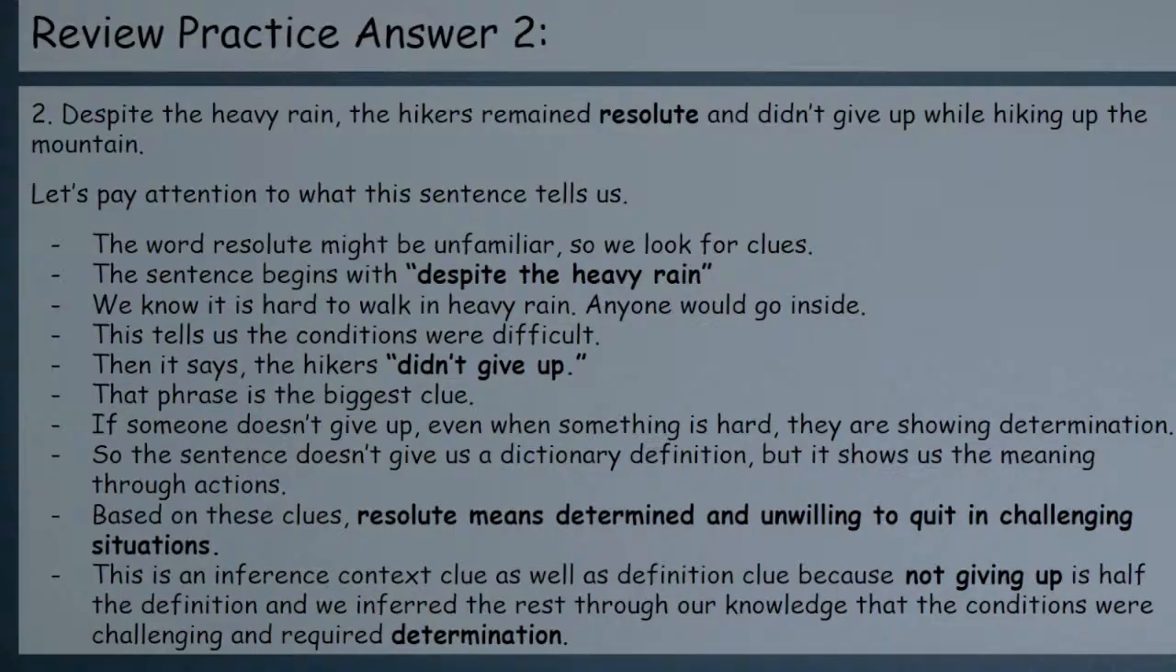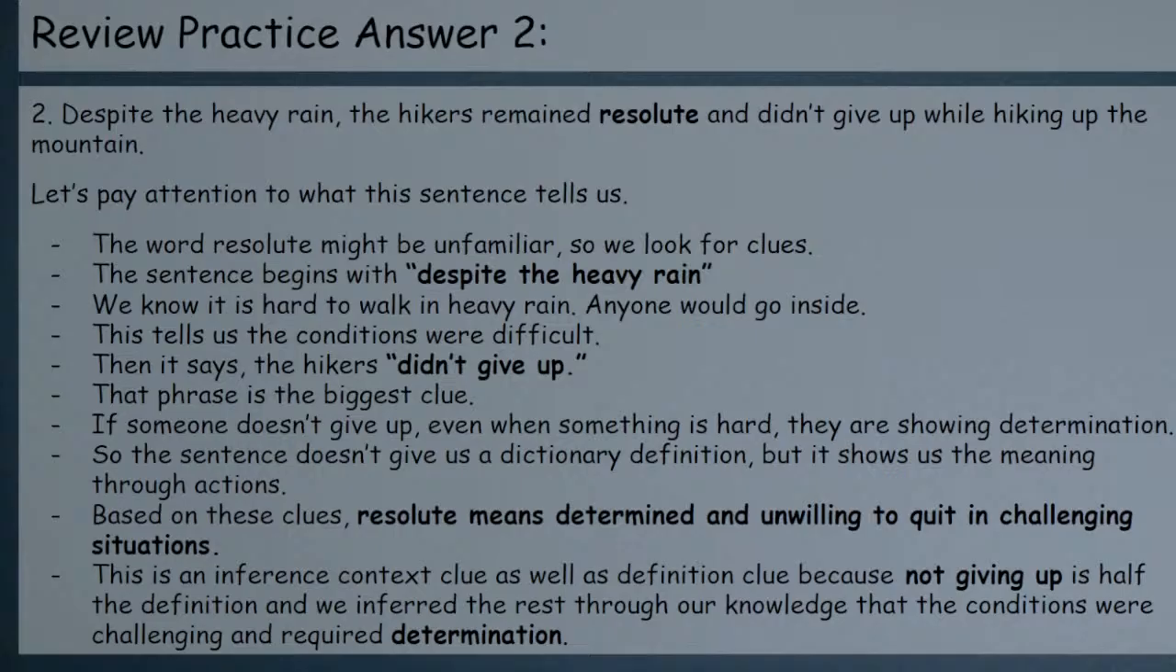Number 2. Despite the heavy rain, the hikers remained resolute and didn't give up while hiking up the mountain. The word resolute might be unfamiliar, so let's look for clues. The sentence begins with despite the heavy rain. We know that it's hard to walk in heavy rain. Anyone would go inside. This tells us that the conditions were difficult. Then it says the hikers didn't give up. This phrase is the biggest clue.